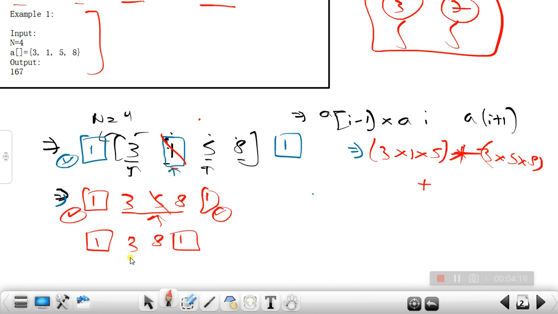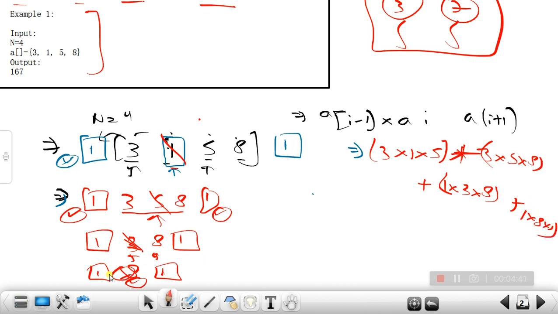Now I can either burst this or burst this one. So I'm going to burst this 3. When I burst it, I get my profit as 1 into 3 into 8. After that, this is also gone, and I have balloons like 1, 8 and 1. This is the last balloon that I have. When I burst it, I get my profit as 1 into 8 into 1.